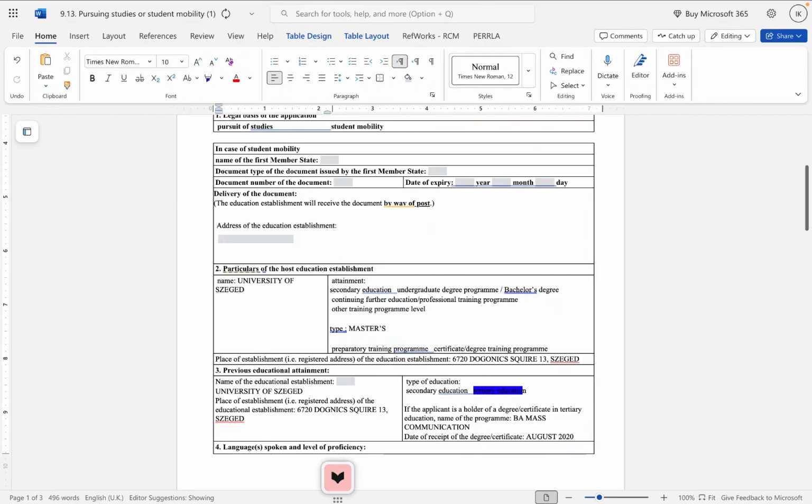Okay, you're coming to the University of Szeged. That is it. So now, what are you coming to do? What program are you coming for? Are you coming for a bachelor's program, a master's program, whatsoever? You see secondary education, are you coming for secondary education? Are you coming for an undergraduate program or a bachelor's degree, continuing further education, professional training, whatsoever? What level are you coming for?